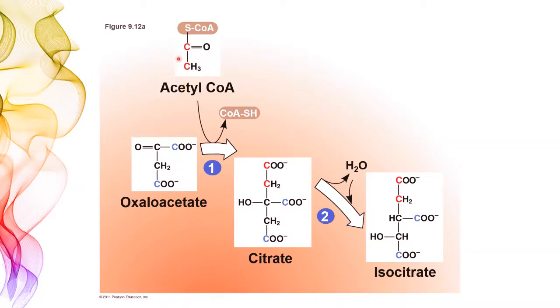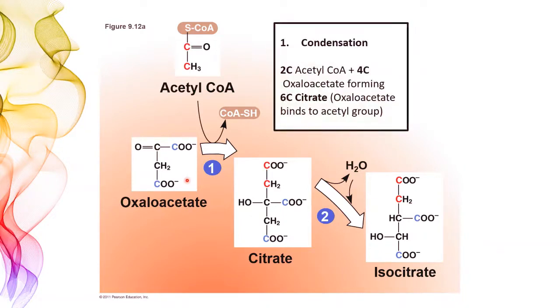So here, acetyl-CoA with 2 carbon will enter Krebs cycle, and this acetyl-CoA will bind with oxaloacetate with 4 carbon. This step is known as condensation. 2 carbon acetyl-CoA will bind with 4 carbon oxaloacetate and form 6 carbon citrate. Oxaloacetate will bind to the acetyl group. The coenzyme A will be displaced, and this free coenzyme A will go back into the link reaction.